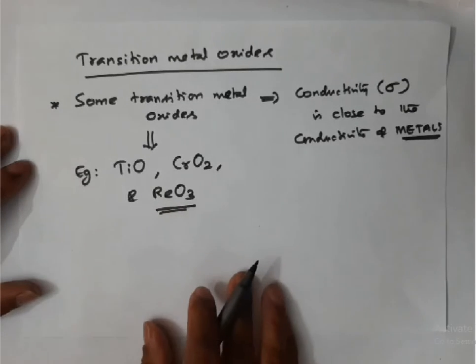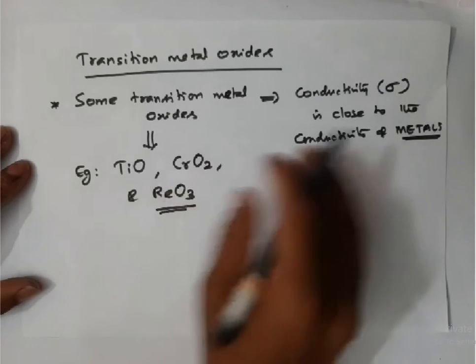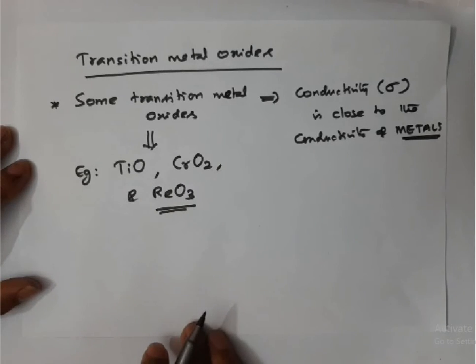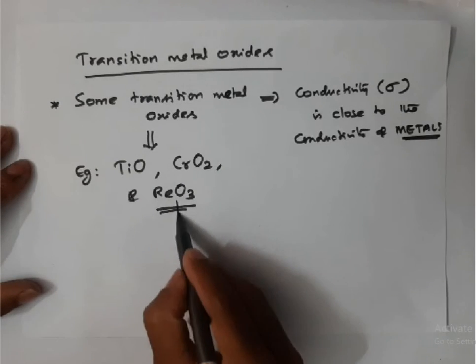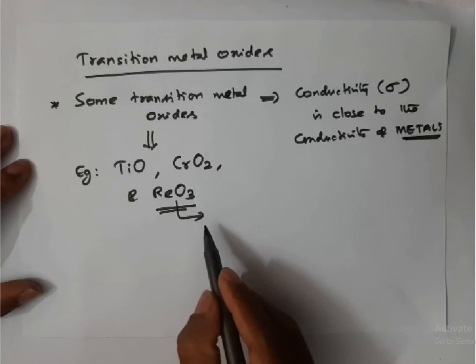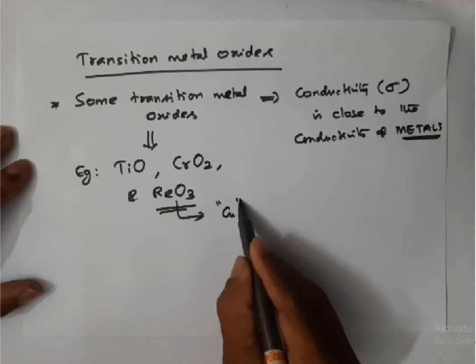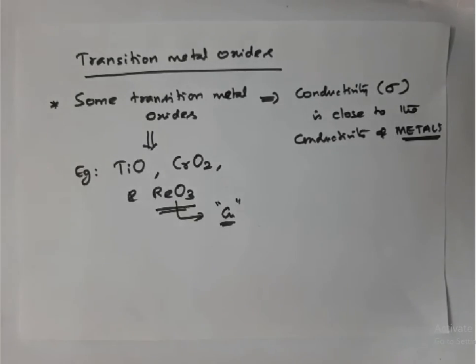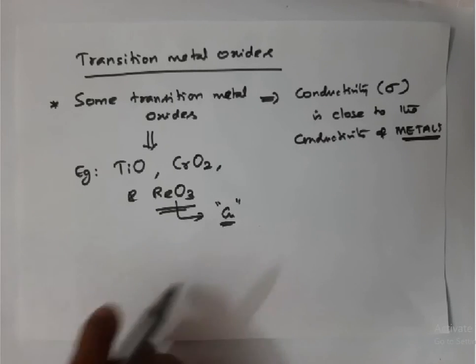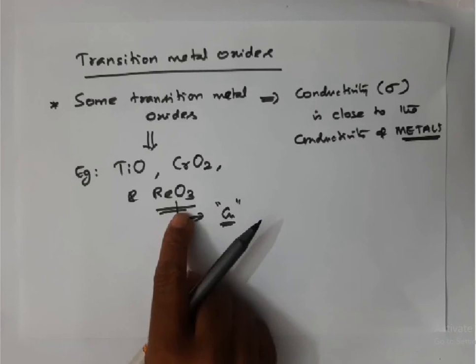These oxides have very high conductivity. Their electrical conductivities are close to the metals. Especially this rhenium trioxide, it shows conductivity close to copper. You know very well, I had told you already, silver has the highest conductivity among metals. Next to silver is copper. This rhenium trioxide conductivity is close to copper.